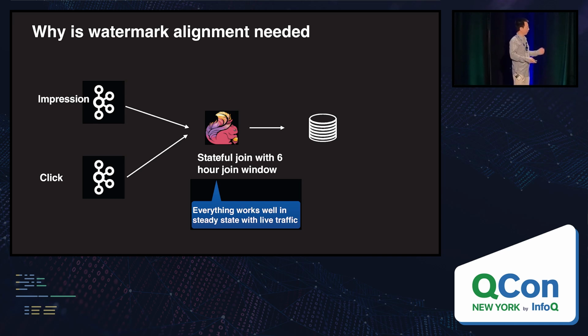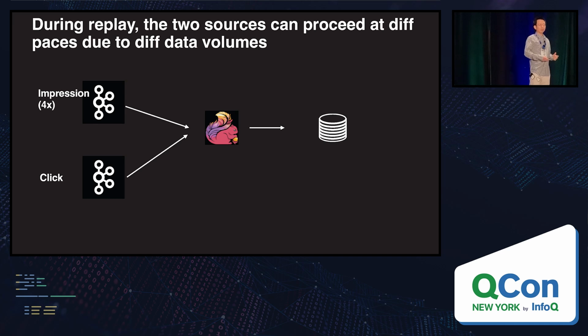In this case, let's assume we have a 6-hour join window. Let's assume everything works well in a steady state with the live traffic. Let's say we need to replay the two Kafka sources to 24 hours ago. Maybe there's an outage, or there's some data issue.